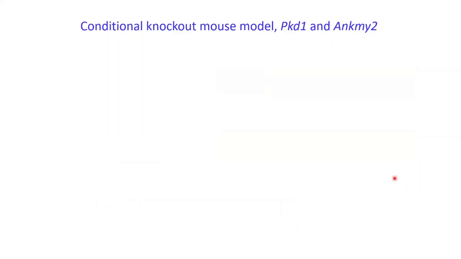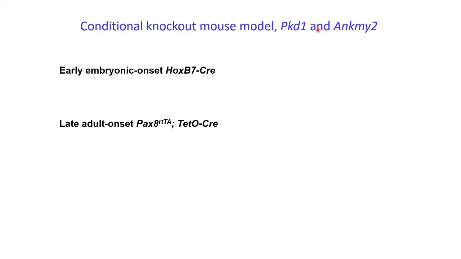So the question is, if we knock out ANC-MI2 in cystic kidney, what can happen? Maybe we can test a role of multiple ACs at a time. So we have ANC-MI2 conditional knockout crossed with the PKD1 conditional knockout. For this study, we generated two different models, early onset, embryonic onset, and late adult onset.